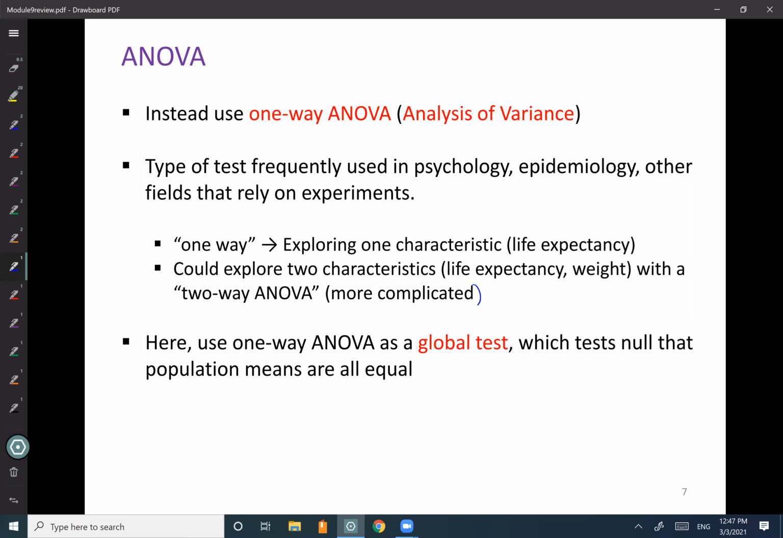Here, if we use a one-way ANOVA, we can use it as a global test. Instead of running 15 t-tests, we could have one global test where the null hypothesis is that the population means are all equal.